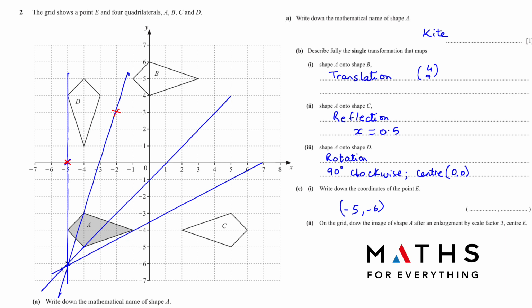And then we have 1 here. 1 multiplied by 3 is 3. So 1, 2, and 3. This point here. The last vertex, we have 1, 2, 3, 4. 4 multiplied by 3, 12. 5, 6, 7, 8, 9, 10, 11, 12. Now we join the 4 points together. And this is our enlarged kite.